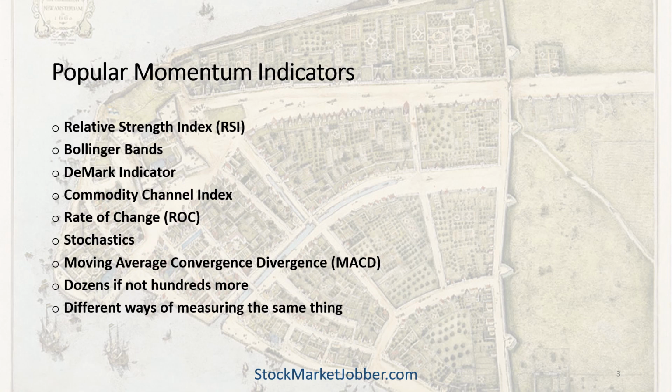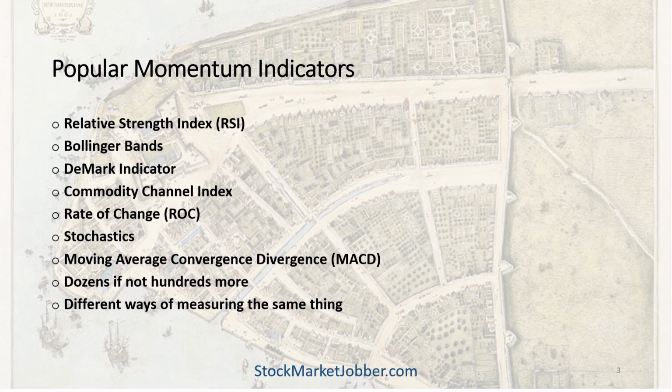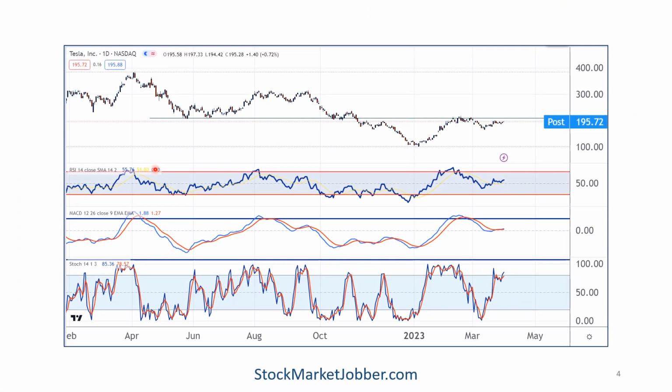Now, check this out. So here's Tesla, and I just put 3 of the common indicators on here. Here is relative strength index, the one at the top. The middle one is what we call moving average convergence divergence. And the bottom one is stochastics. Now, remember, these are different ways of measuring the same thing. So you can see they all look kind of similar in a lot of ways, right? We start to go down there, we start to go down there, we start to go down there.